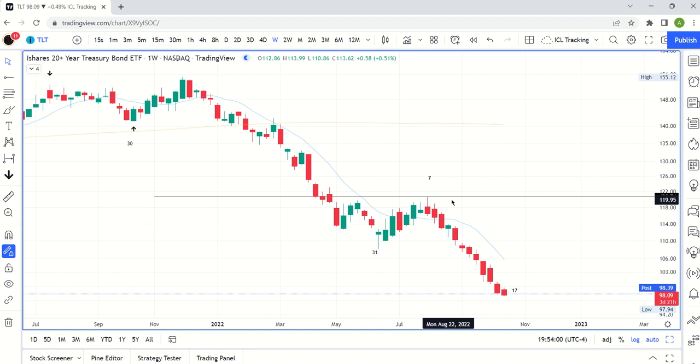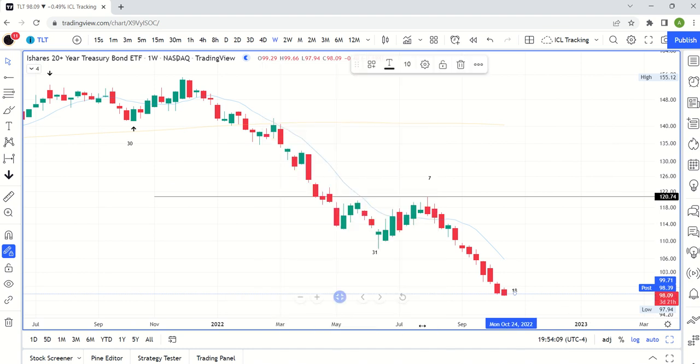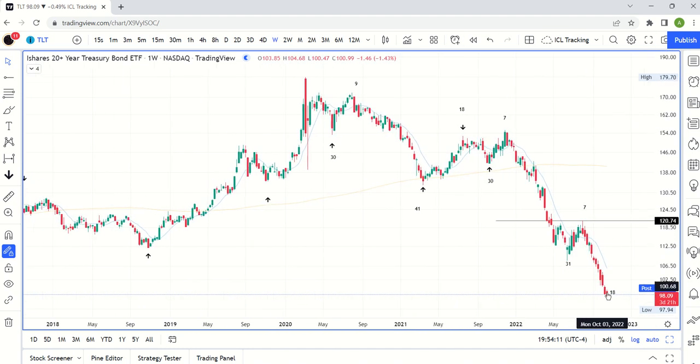This is your weekly chart. So 8, 9, 10, 11, 12, 13, 14, 15, 16, 17. That puts us in, call it, month 18 of this longer weekly cycle. The last weekly cycle bottomed out on week 31.